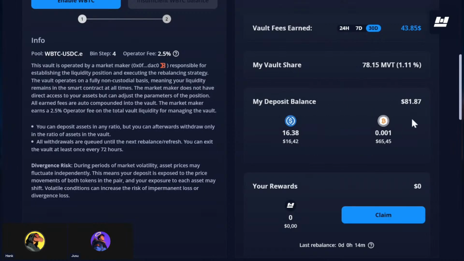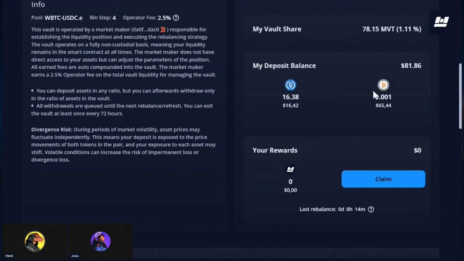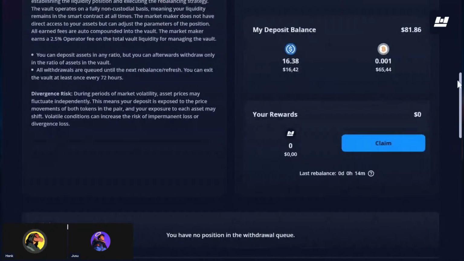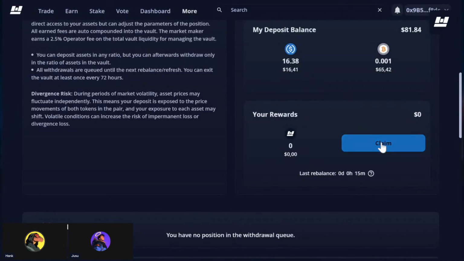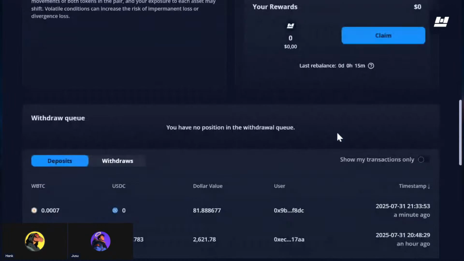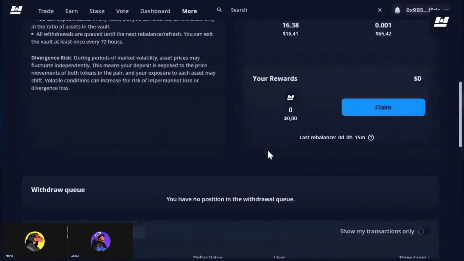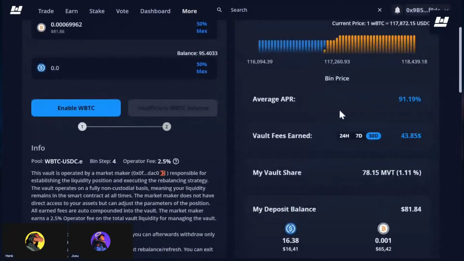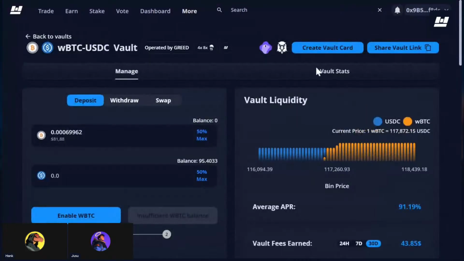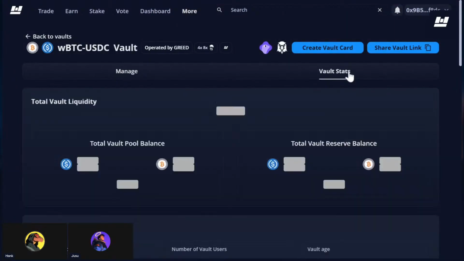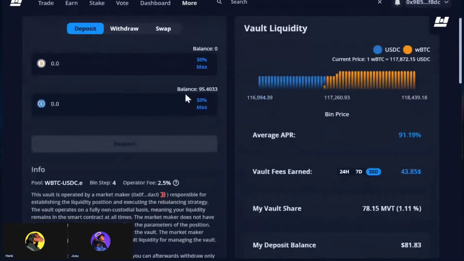So this vault still has a heavier allocation in Bitcoin. I think this is good. I believe Bitcoin will still perform well going forward, so this makes me happy. And then here I can directly claim my rewards when I want. And I see some APRs and the stats that we've just talked about.